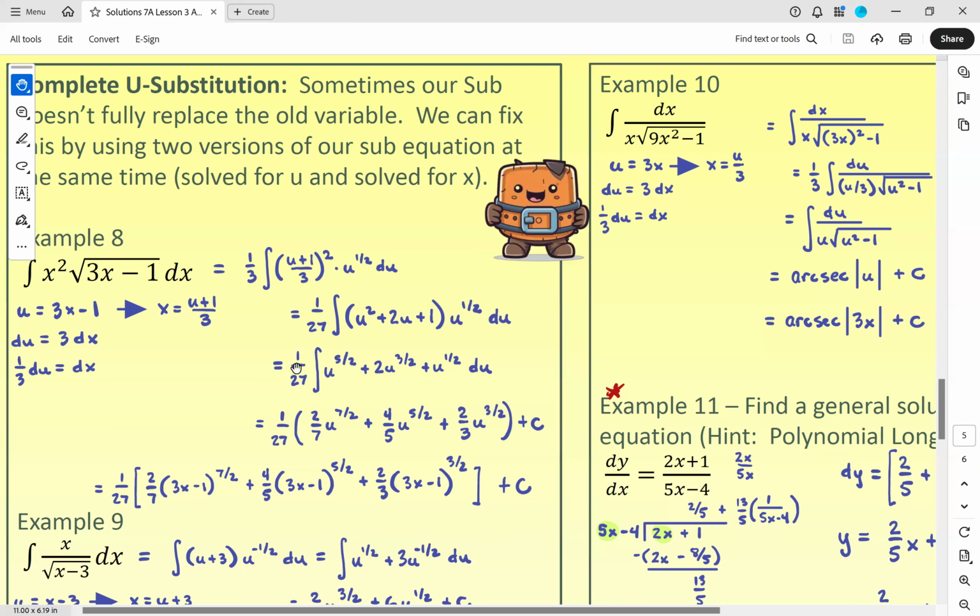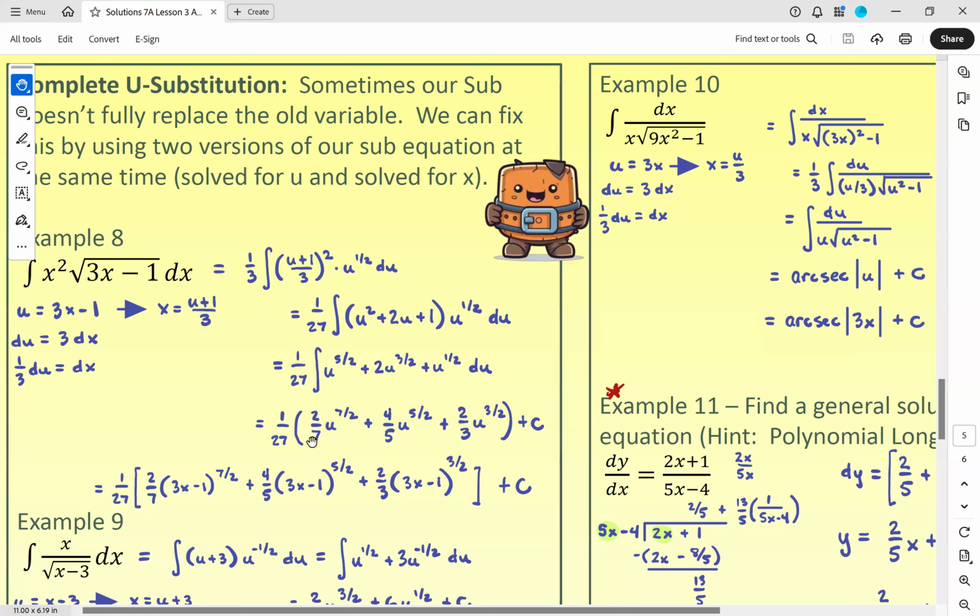So I'm bringing down my 1 over 27. I'm applying my polynomial antiderivatives throughout. Be very careful with fractions. This first term, for example, is u to the 7/2 divided by 7/2. I don't like fractions in my fractions, so instead of dividing by 7/2, I'm multiplying by 2 over 7. You'll see that trick quite a bit today.